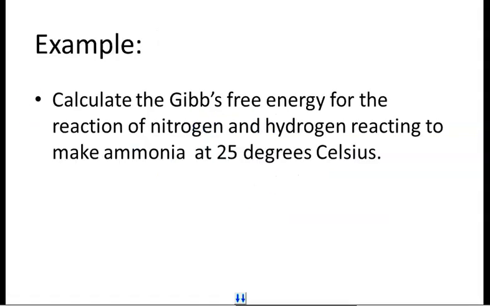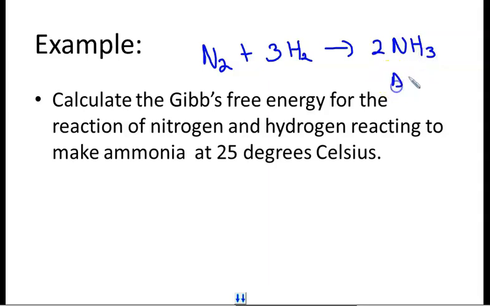It says calculate the Gibbs free energy for the reaction of nitrogen and hydrogen. Oh, this sounds familiar, doesn't it? We had this equation a while ago. So we've got nitrogen plus 3 hydrogens making 2 ammonias, and these were all gases. And we actually found the delta S in that previous problem to be a negative 202, and this would be joules per mole Kelvin. Technically the moles have canceled out, joules per Kelvin there.